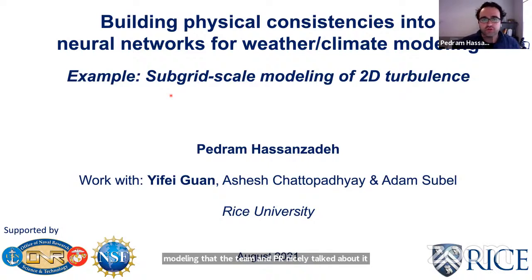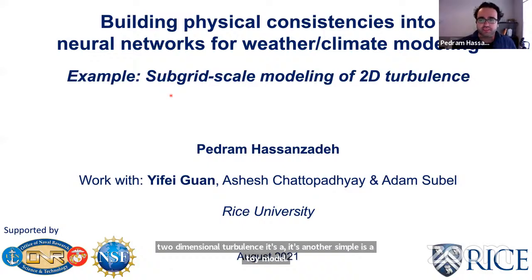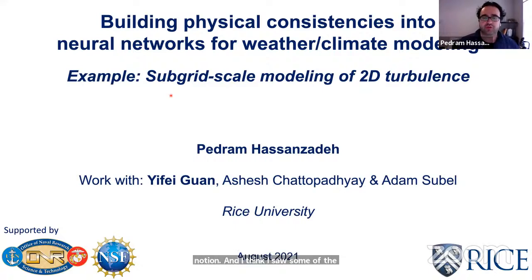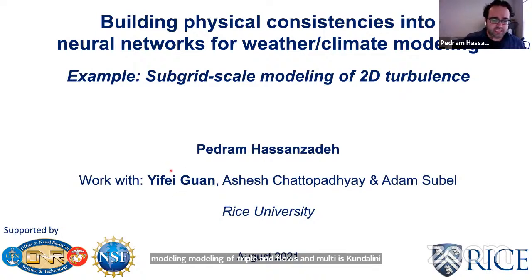And the test case that I'm going to use is two-dimensional turbulence. It's a rather simple toy model. It still shares some of the key characteristics of turbulence in the atmosphere and ocean. And I think some of the work that I present here is going to be applicable to problems more broadly in weather and climate modeling of turbulent flows, and multi-scale nonlinear systems. The work that I'm presenting is mostly from a work that is led by Yifei Guan, who is a postdoc in our group at Rice.